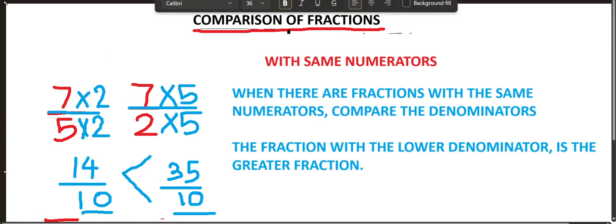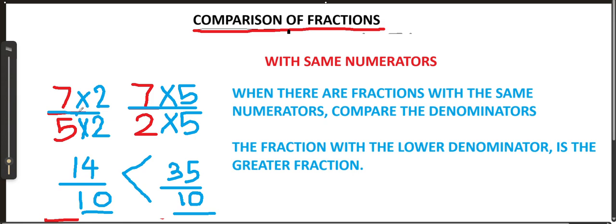When there are fractions with same numerators, compare the denominators. The fraction with the lower denominator is the greater fraction.